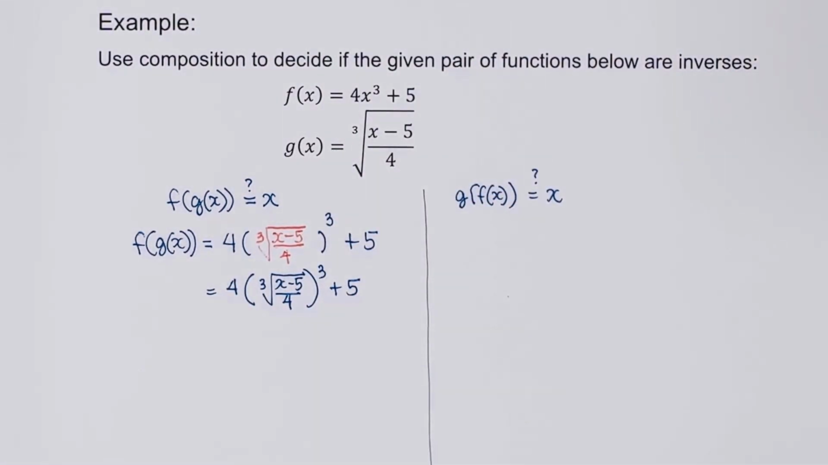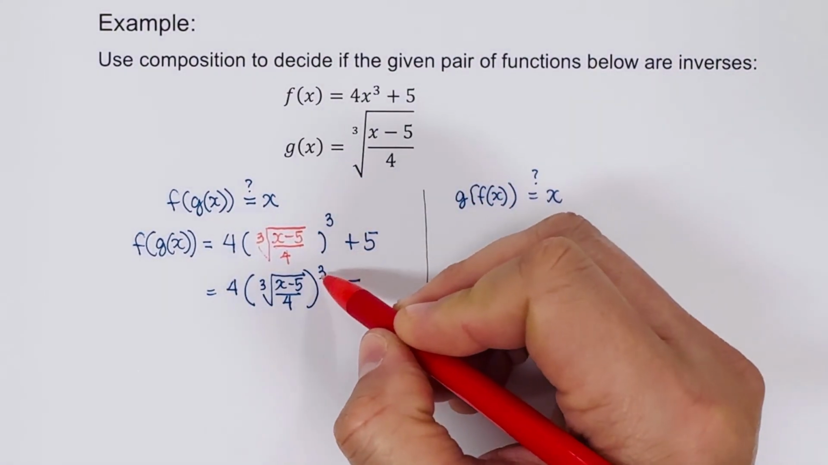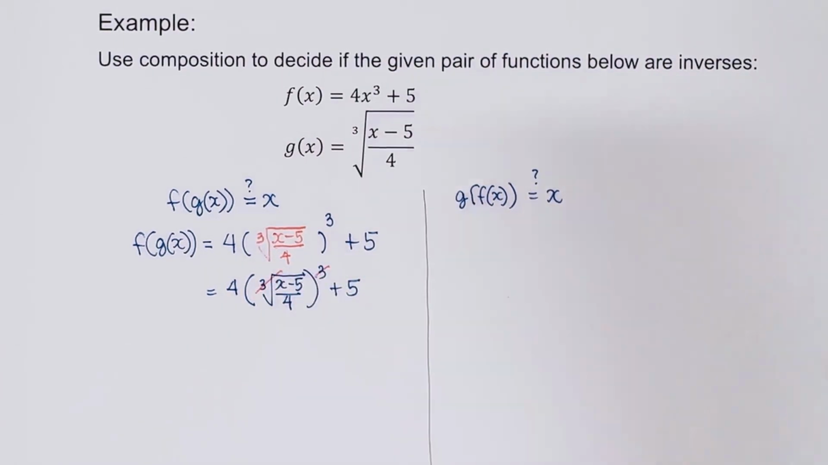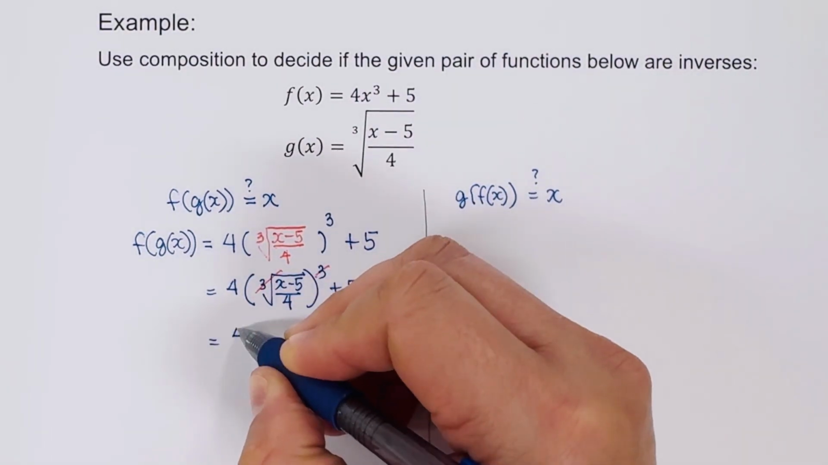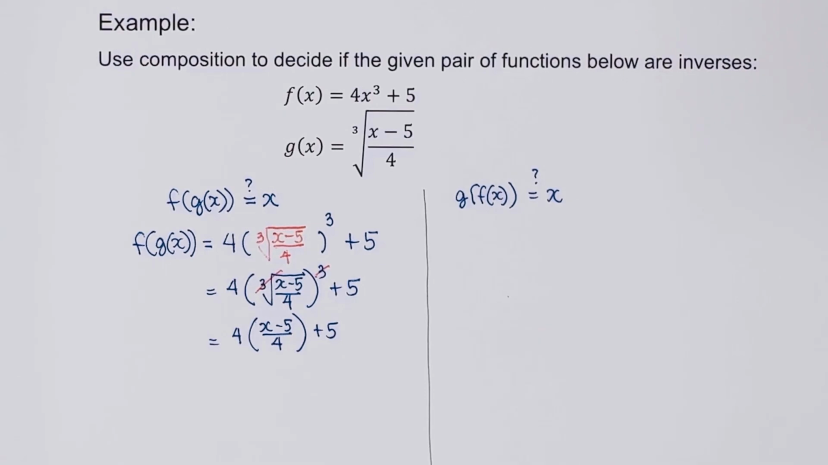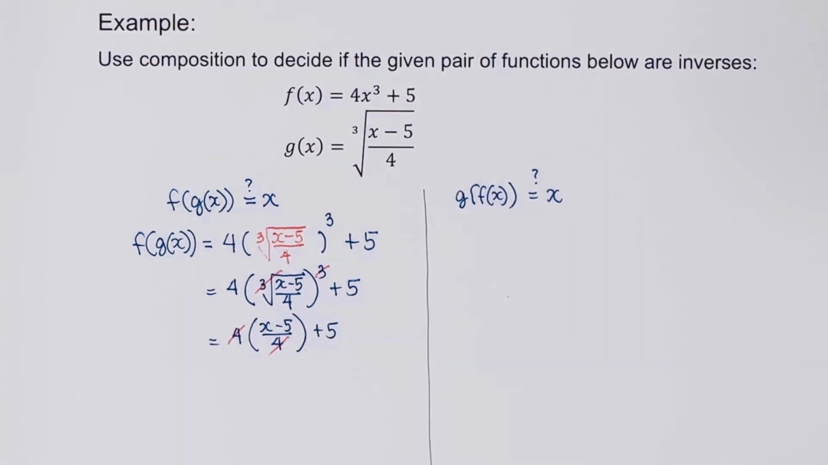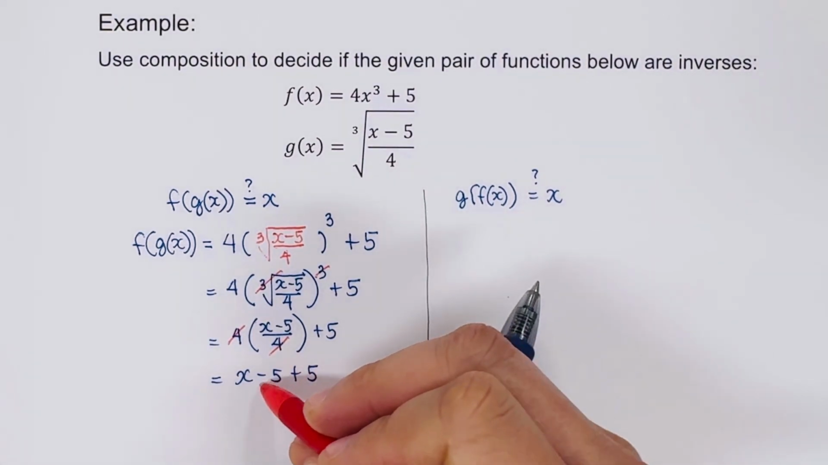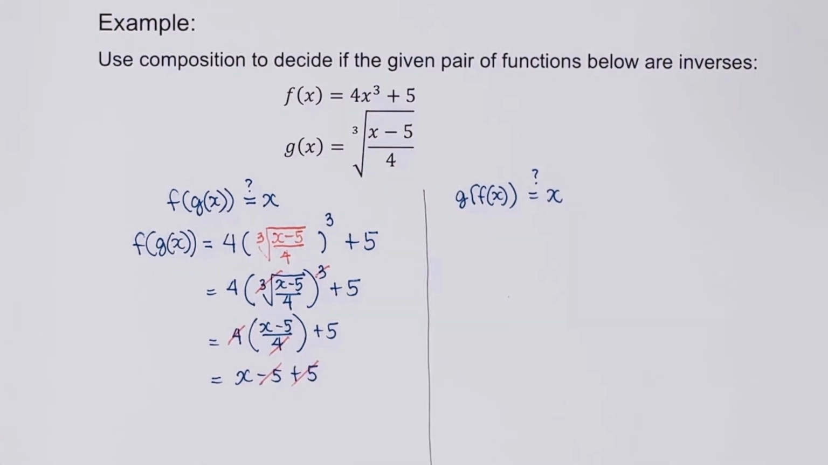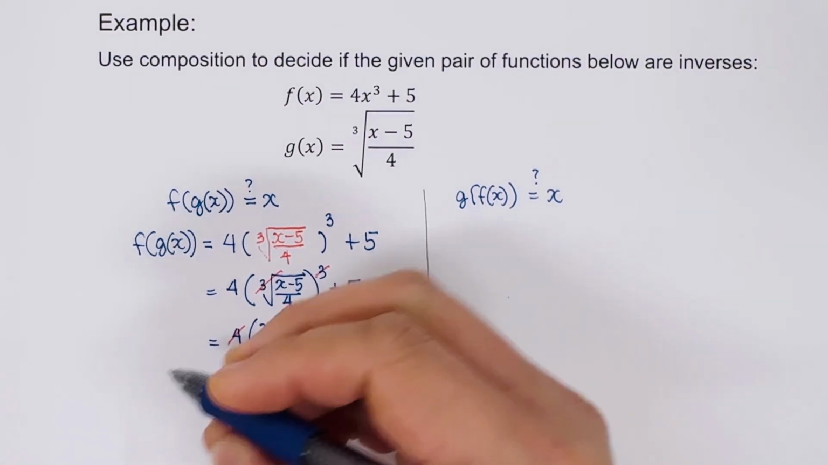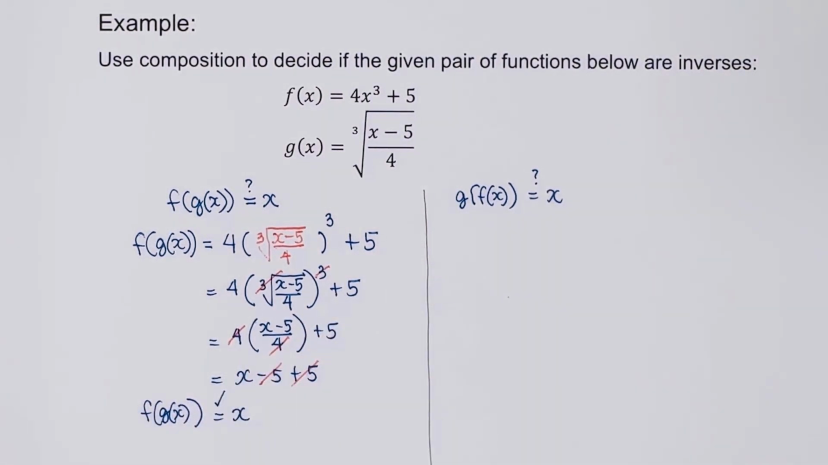Looking at this, we can go ahead and cross out the cubed and the cube root. So from here we can cross out 4 and 4. So this goes away. And then negative 5 plus 5 is a 0, we can cross it out. So we are left with x. So we have shown that our f of g of x is equal to x.